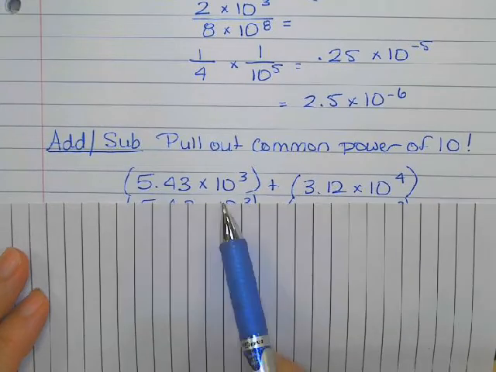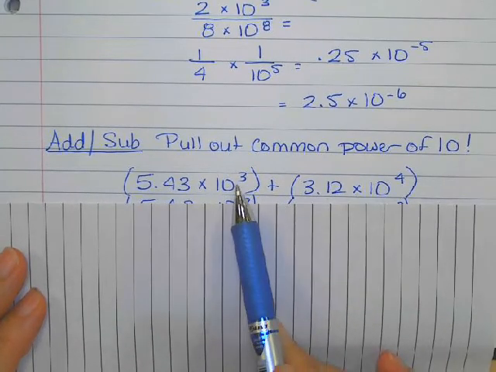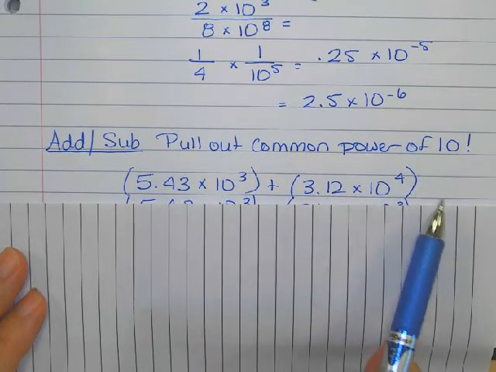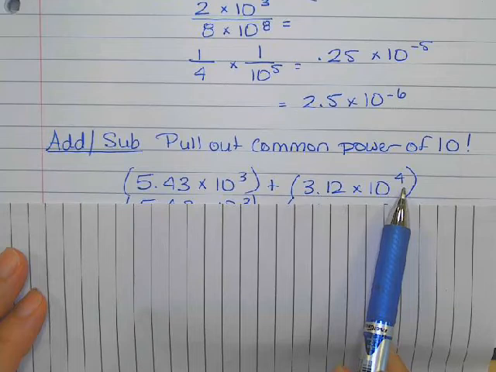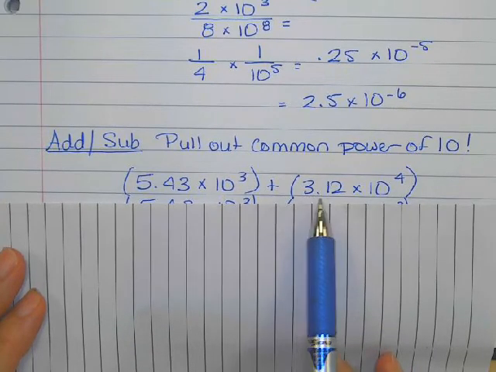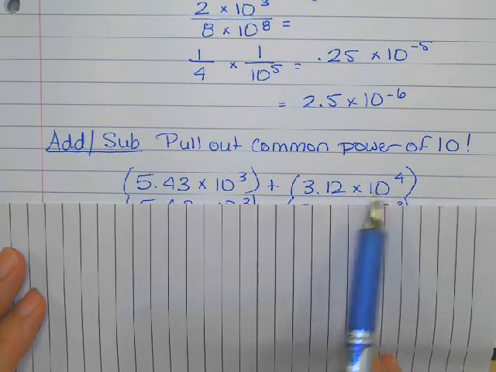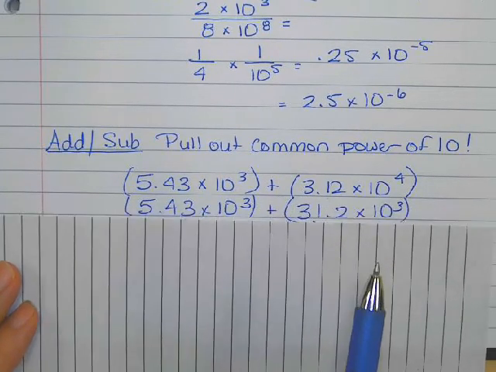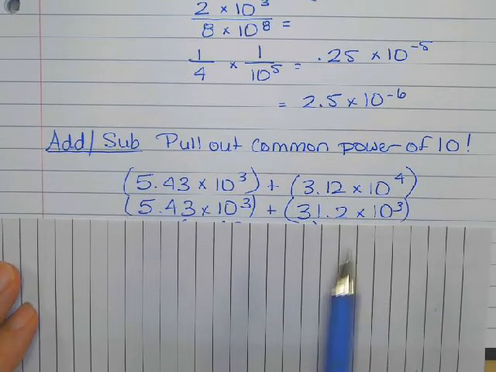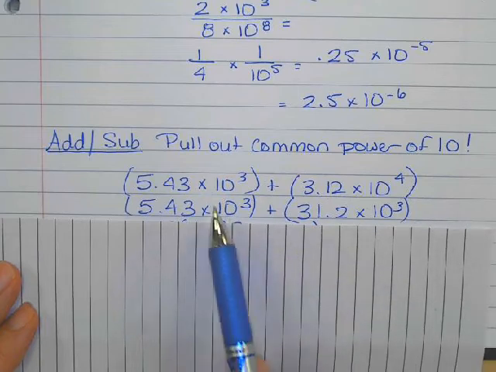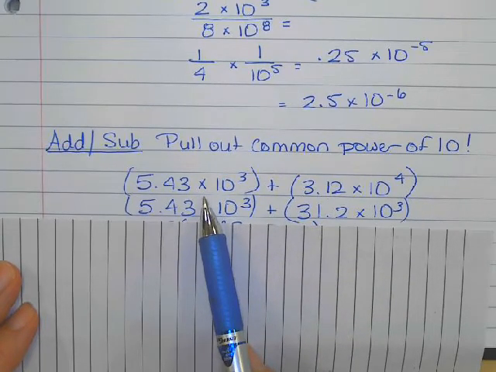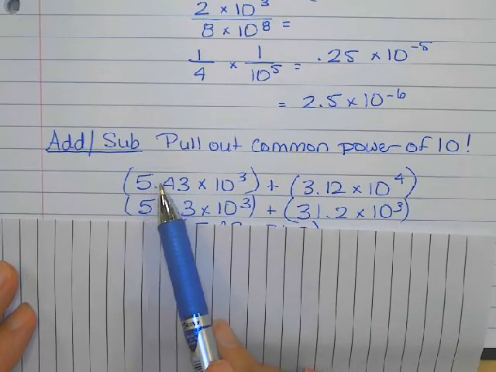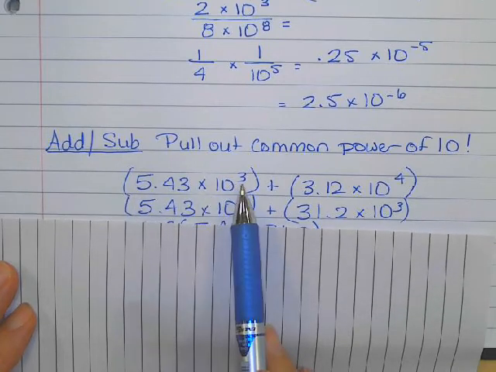Well, my powers of 10 are not the same, so this either has to get bigger or this gets smaller, one way or the other. And if I want this to get smaller by 1, then my decimal point has to be moved over by 1. If this gets smaller by 1, this gets bigger by 1. So my 3.12 became 31.2. It doesn't matter which one I switched. You could switch this one if you wanted to. It doesn't make any difference. If you did switch this one, this would get smaller and that would get bigger. Okay? So you could switch either one.